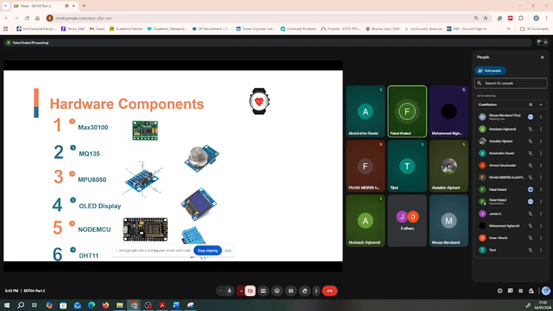Those are the hardware components. We can use the MAX30100, that's a component, and also we can use the MQ135 and the MPU6050 and the LCD display, so that we can read everything.